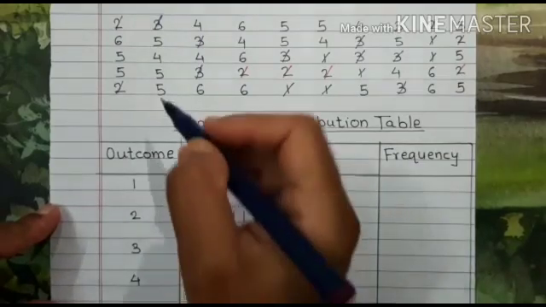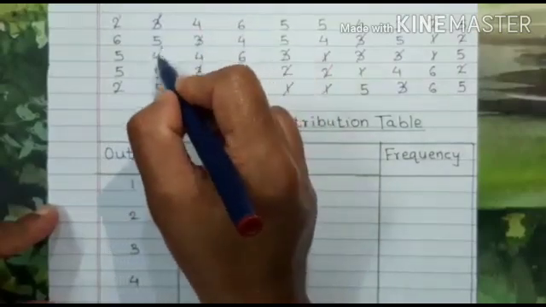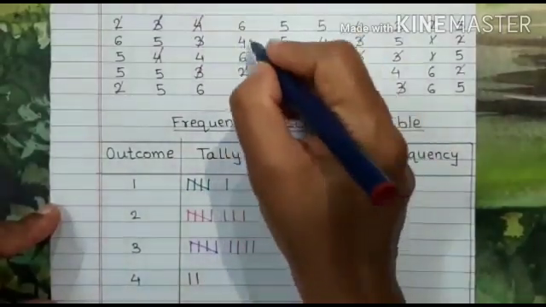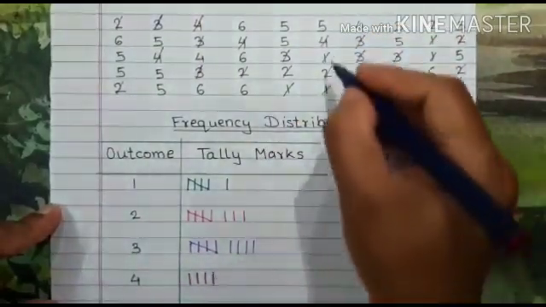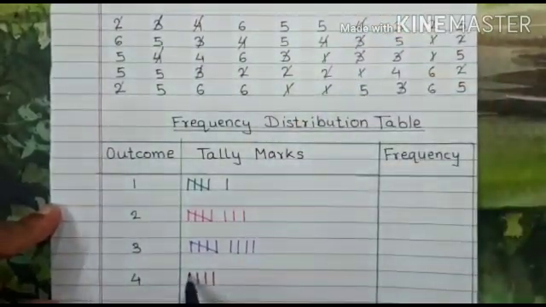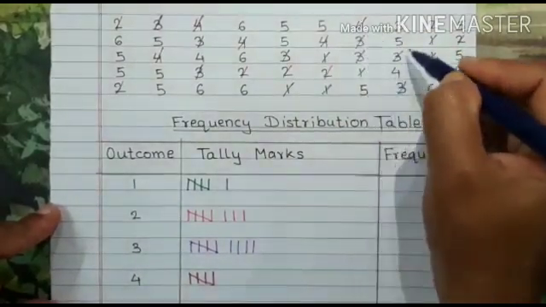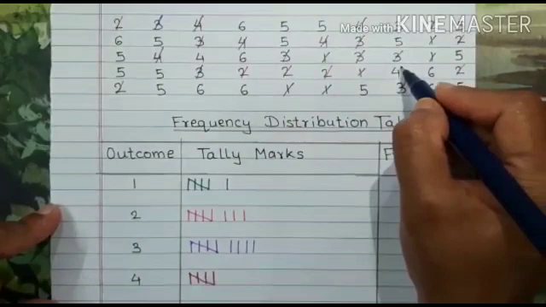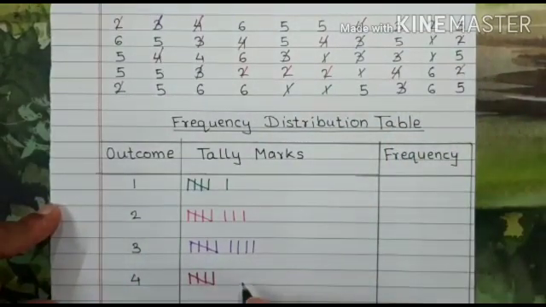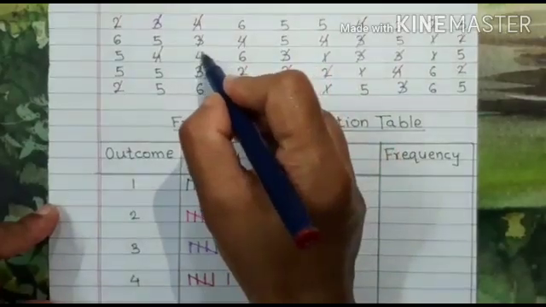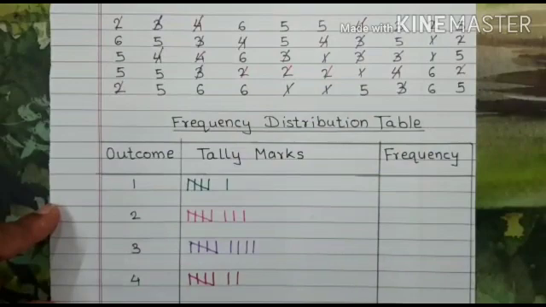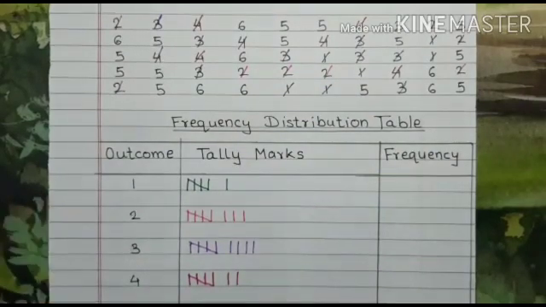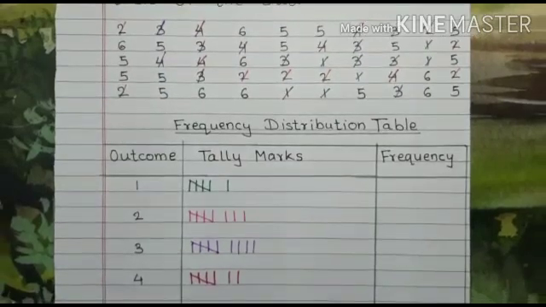Now let us give tally mark for the outcome 4. 1, 2, 3, 4, 5, 6, and see this is remain. So there are 7 fourths. Now 5 and 6 are remaining.